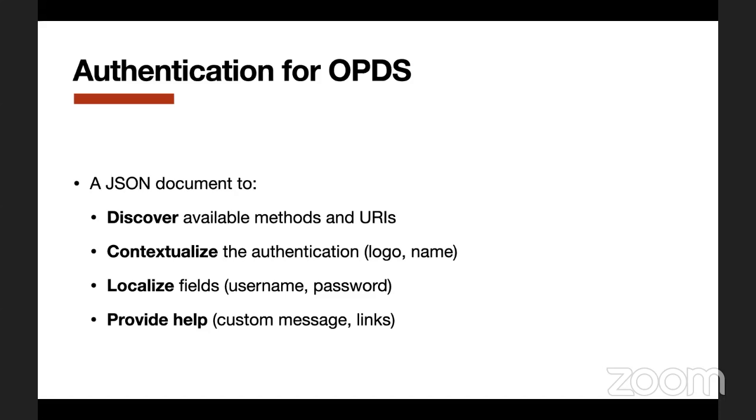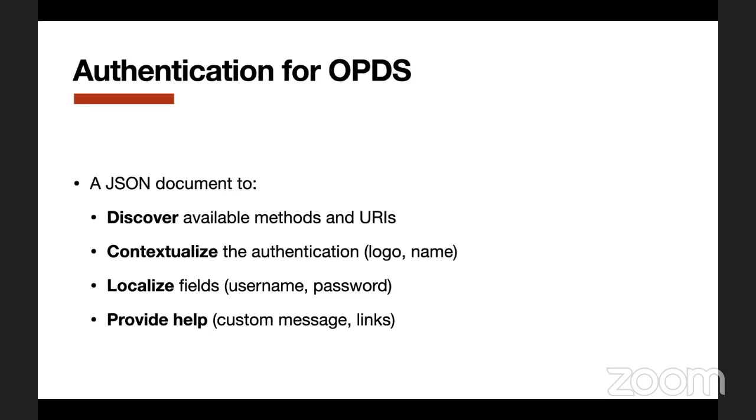using a standard JSON document. One of the things we handle with authentication for OPDS is that we're capable of discovering which types of authentication are actually available. So one catalog could be using OAuth 2, another catalog could be using basic auth. Thanks to this document, we can discover that, we can know what's available, and we can also discover the URIs to interact with this. That's something that's not covered by existing specifications like OAuth. With OAuth, there's no easy way of discovering how to interact with an OAuth catalog.